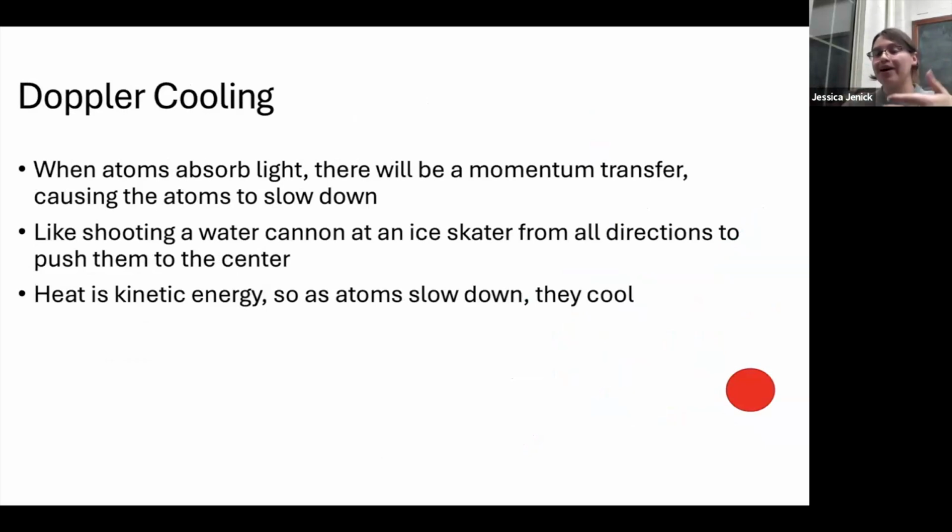As soon as an atom moves away, they are forced to absorb light. And if you can click, so the animation will work. As they absorb, they will move backwards. And temperature really is just a measure of kinetic energy. So as atoms slow down and are pushed towards the center, they will both get closer together and start to cool because they have less kinetic energy.